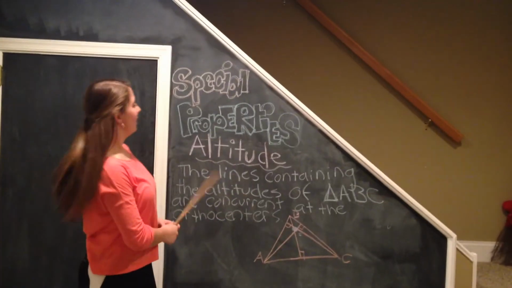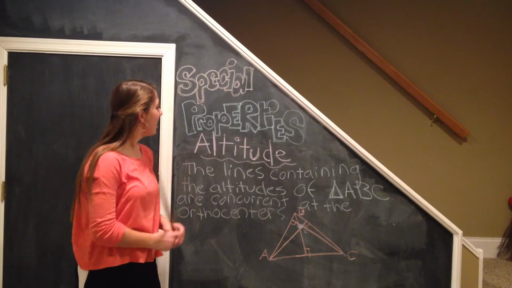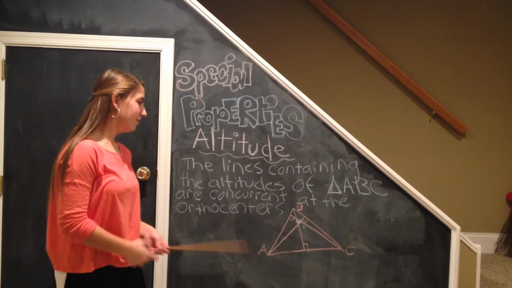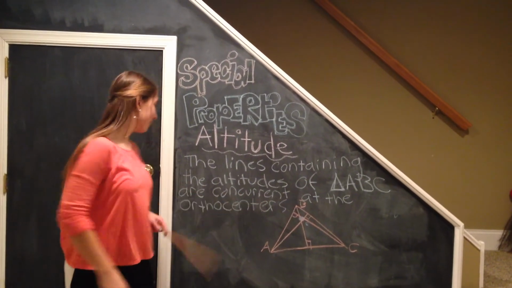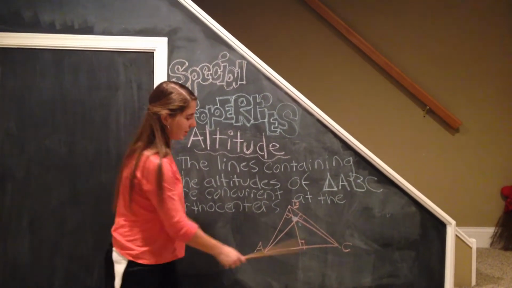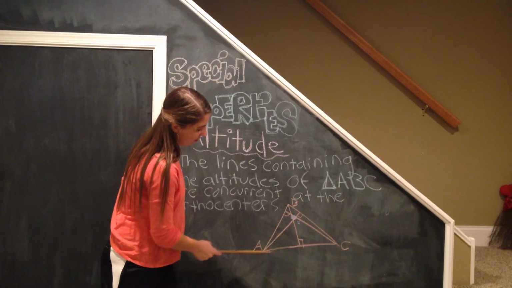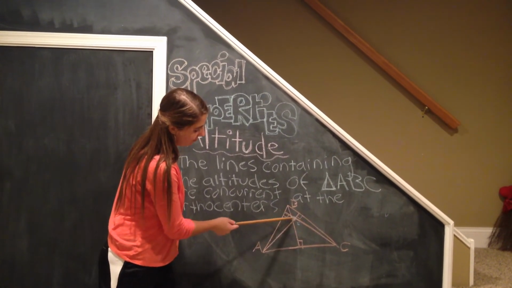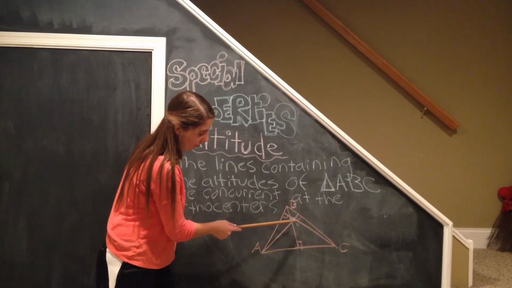The special property of an altitude is that the lines containing the altitudes of triangle ABC, shown here, are concurrent at the orthocenter, at orthocenter S. So you can see that all these altitudes are concurrent at orthocenter S, which is shown right here.